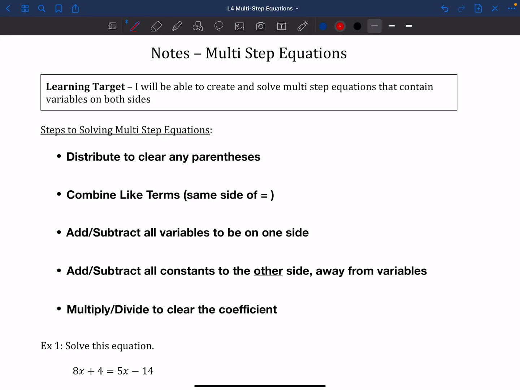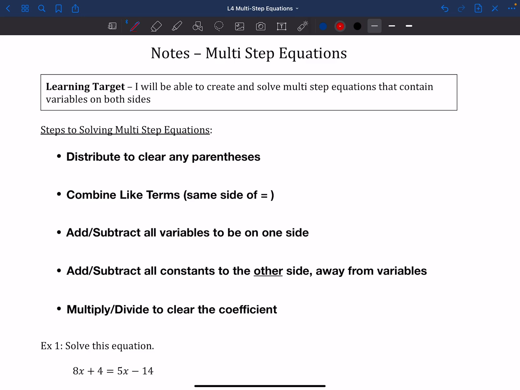Alrighty, hello everybody. Today we're going to talk about multi-step equations. We're going to be able to solve these types of equations that have variables on both sides. That's one of the big differences from what we've been doing so far. We've got this whole long list of steps, so if you need to pause for a little bit and write these down, that's okay. Feel free to do that. All right, let's talk them through.